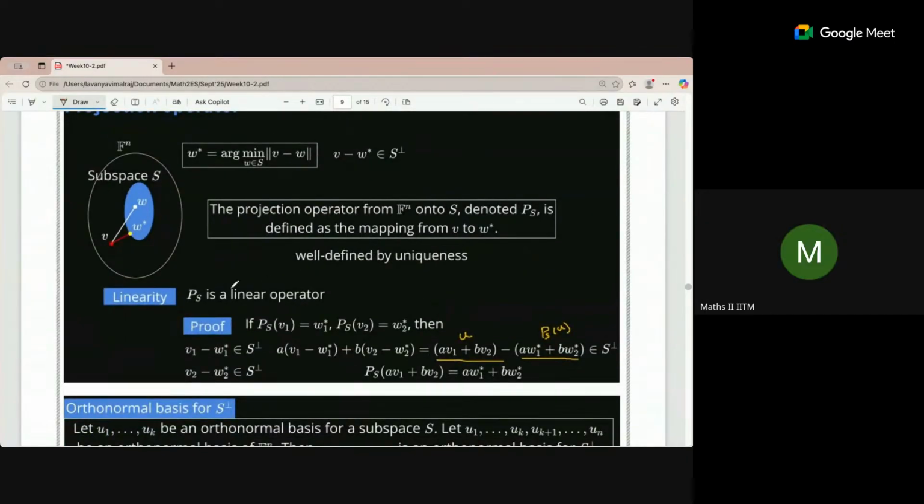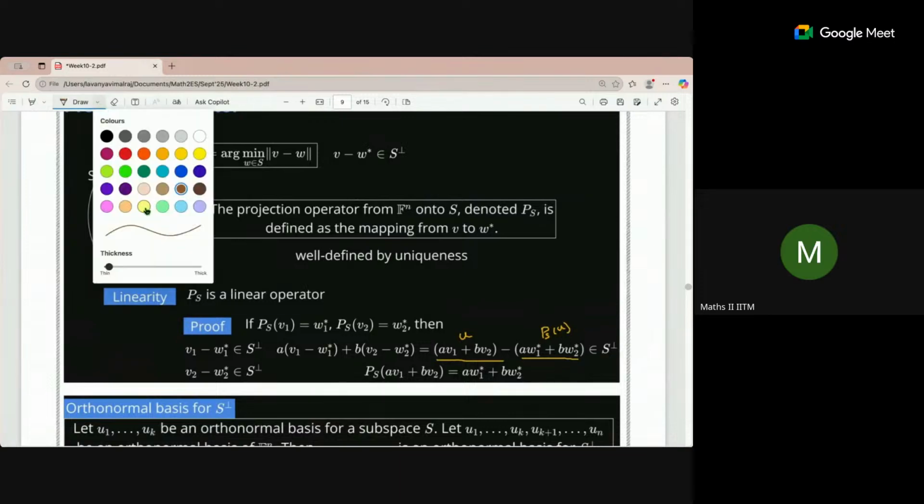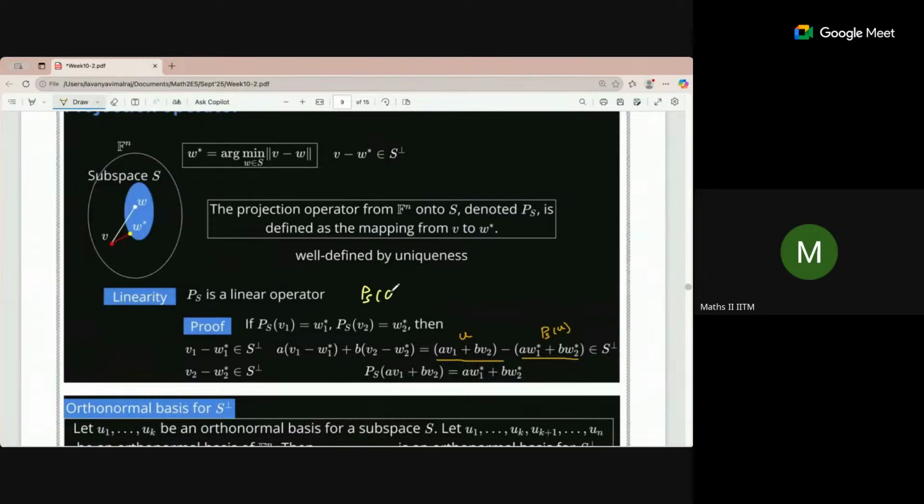So Ps is a linear operator. Ps of v1 is equal to w1 star and Ps of v2 is equal to w2 star. How do we prove linearity? What is the condition for linearity? Ps of a v1 plus b v2 is equal to a Ps v1 plus b Ps v2. This is what we need to prove for linearity, right? So now what are we trying to do? Ps of a v1 plus b v2, we want to show.